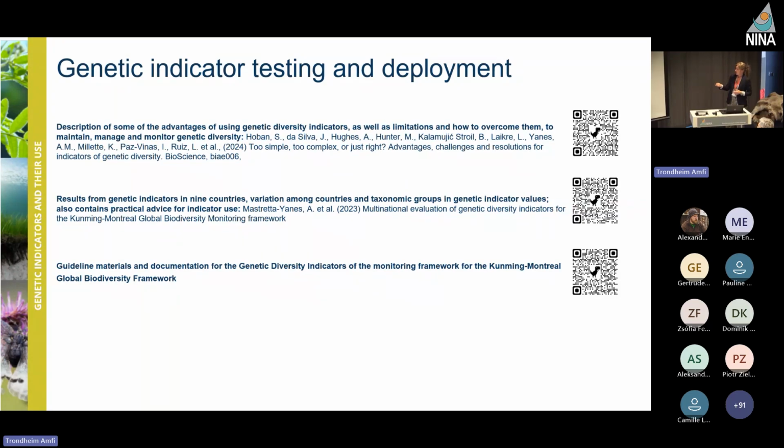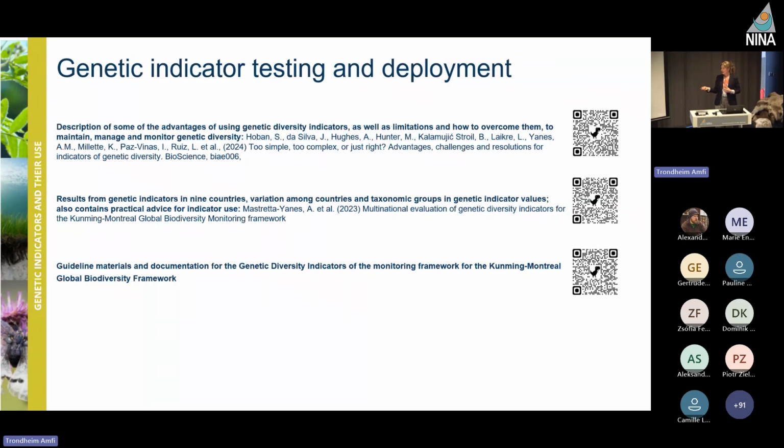But I wanted to highlight these because this is the description of some of the advantages of the genetic diversity indicators, but also limitations and how to overcome them. And then putting the indicators into use, so doing calculations for some of the countries. Again, not diving into this because I know this is one of the things that Victoria will tell you more about, but also pointing to this.